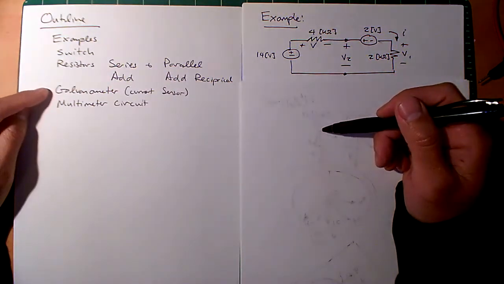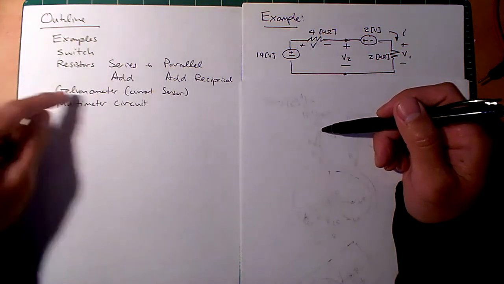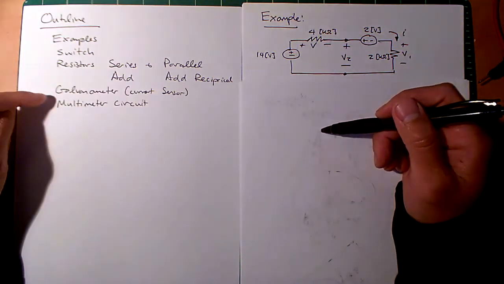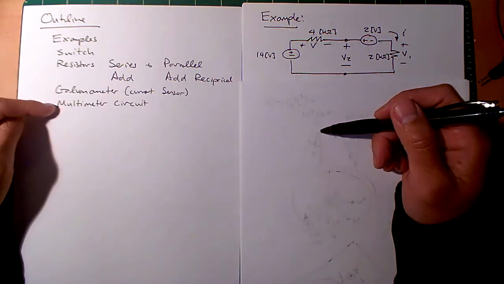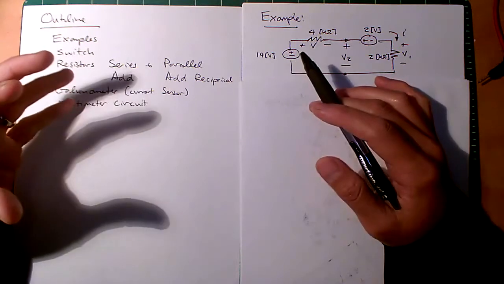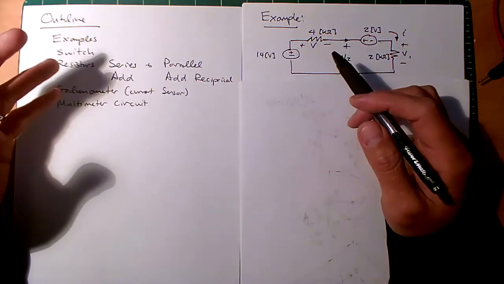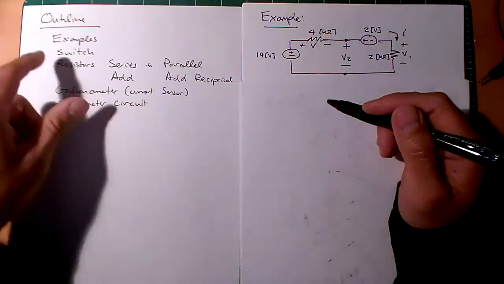We'll look at this thing called a galvanometer, which is essentially a current sensor. And then the last thing we'll look at is an example of how we can apply the galvanometer to a multimeter circuit. And we'll bring in all the concepts that we've learned thus far in the last two lectures. So let's start with our example first.